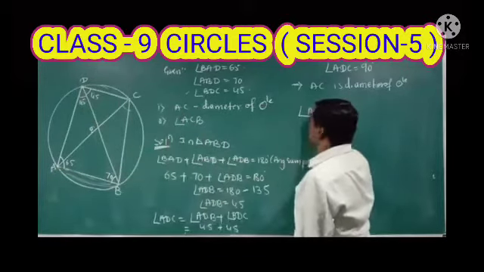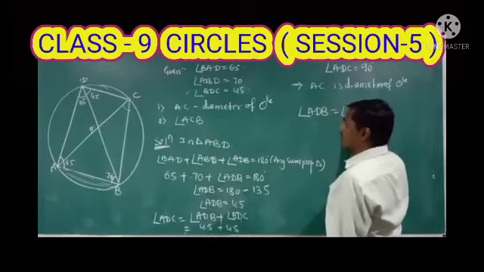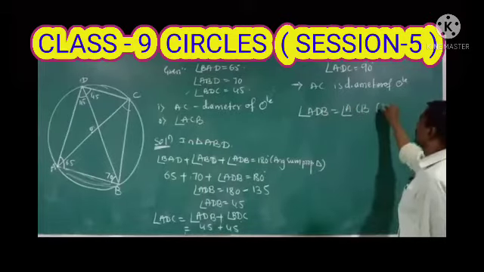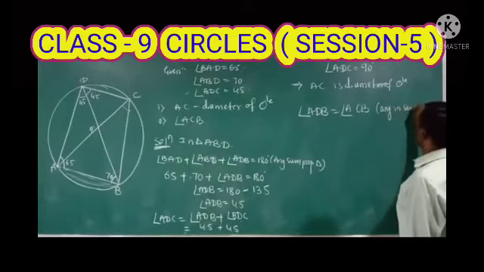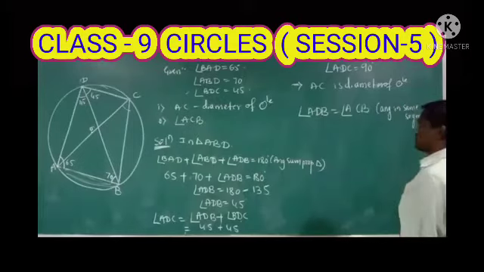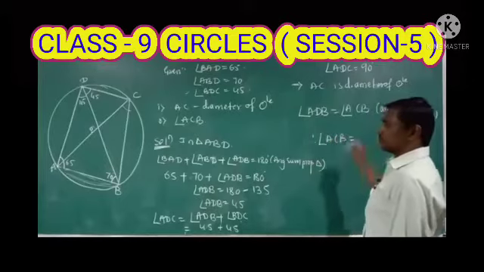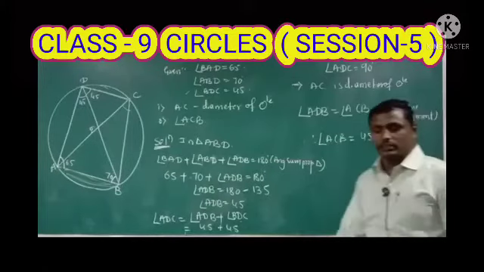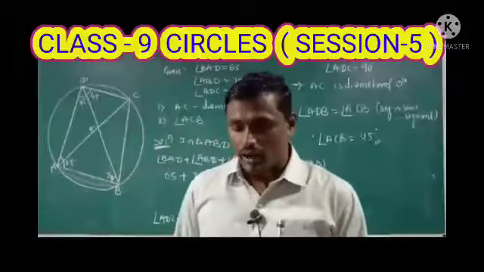angle ADB is equal to angle ACB. So these two are angles in the same segment of the circle. Therefore angle ACB is equal to 45 degrees. Angle ACB is equal to 45 degrees. This is the required angle.